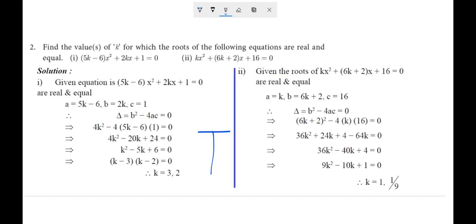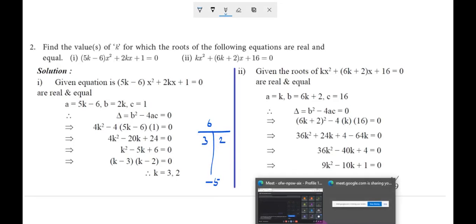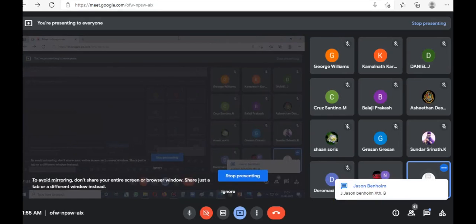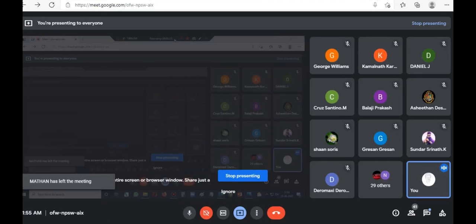Okay, look, k square minus 5k plus 6 equal to 0. Now multiply here 6. Okay, when we multiply we need 6, when we add we need minus 5. So 3 2s are... come on. Okay, anyone having doubt?